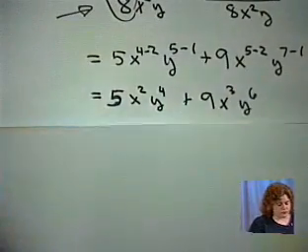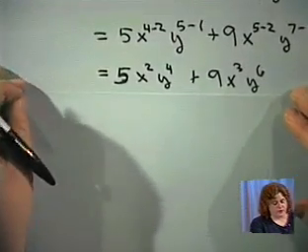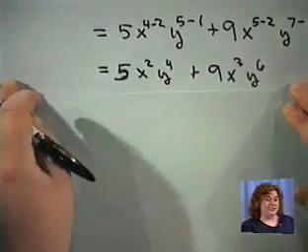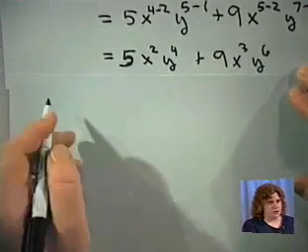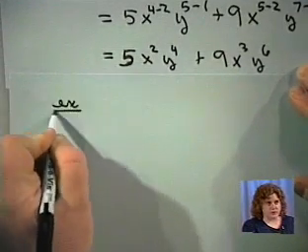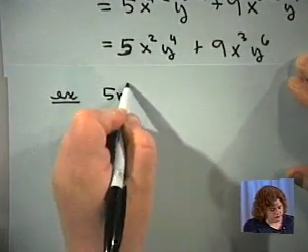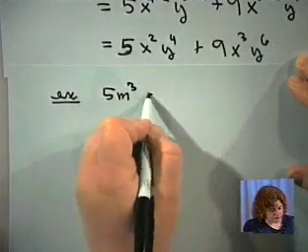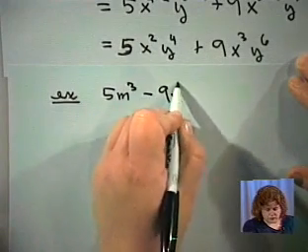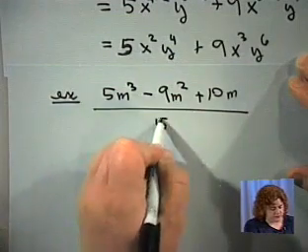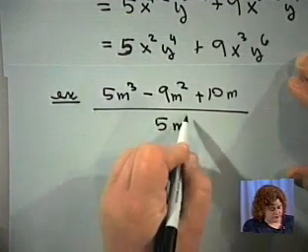I want to do one more example. So far, the answers we've had have been very neat and tidy polynomials. It doesn't always work out that nicely, but we can still use the same method. So I want to show you one of those. We'll take something like 5m cubed minus 9m squared plus 10m, and we'll divide that by 5m squared.